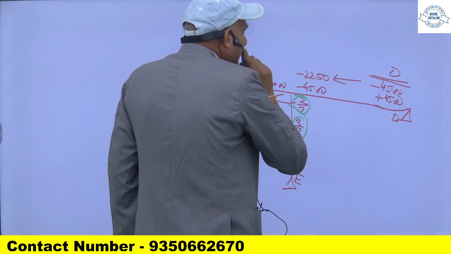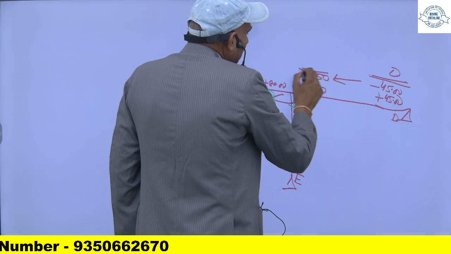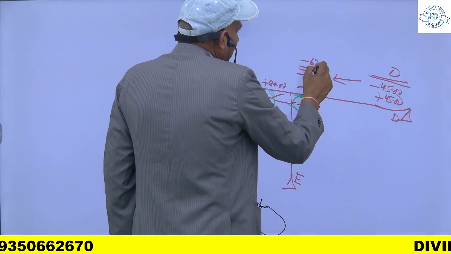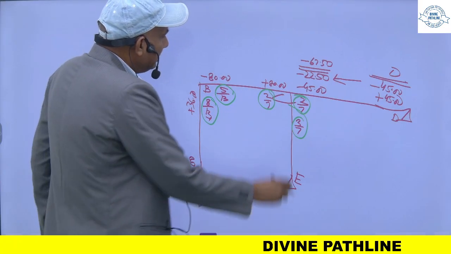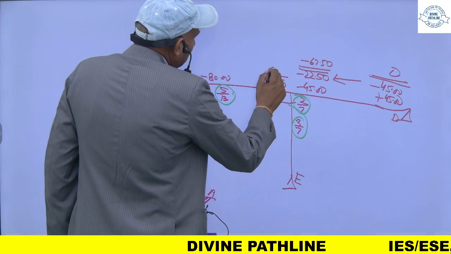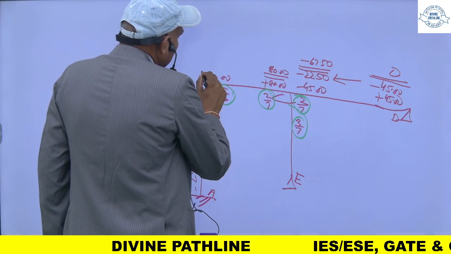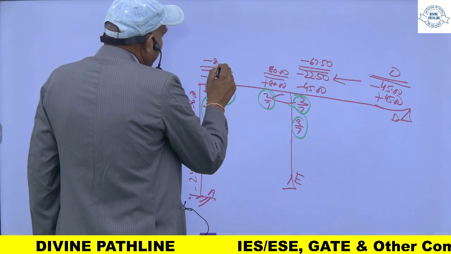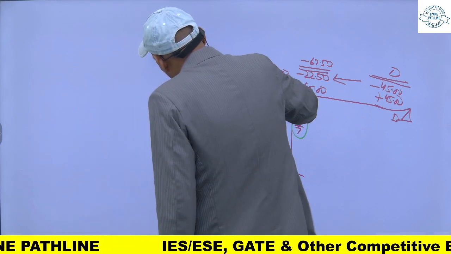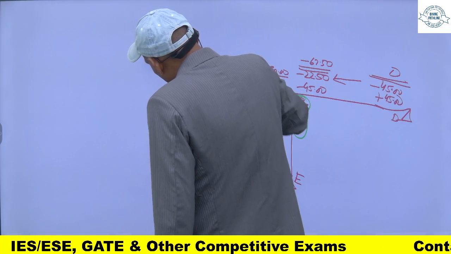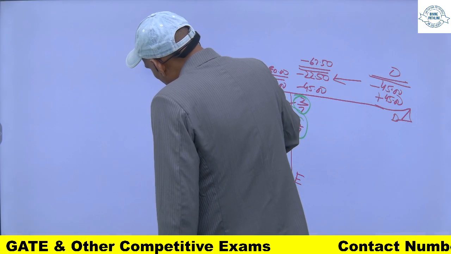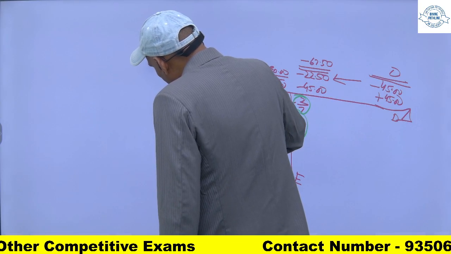So this will be minus 67.50 and this is 80. This is minus 80. You will draw a parallel line. This is the usual procedure.